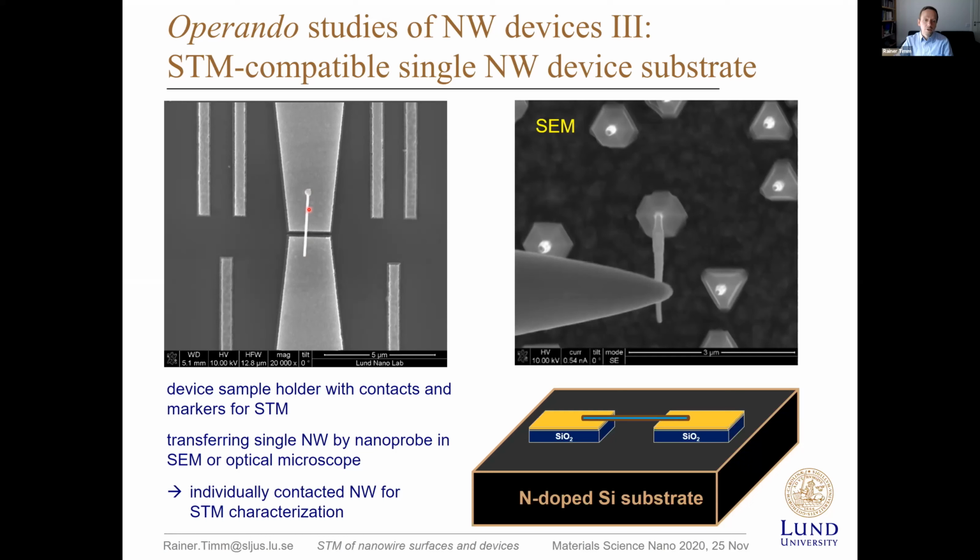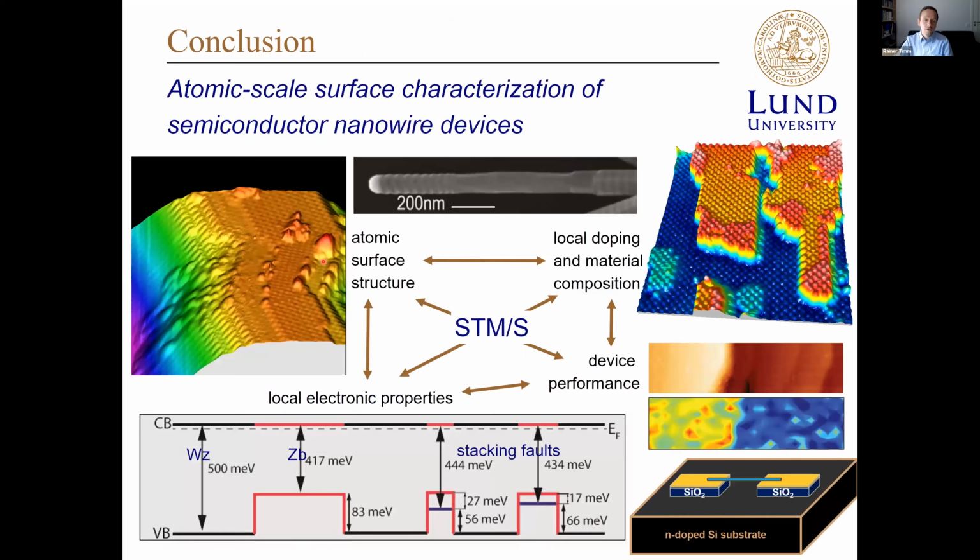There's a PhD student working on this in our STM lab, trying to get some first combined transport and STM studies of this approach. With this, I want to sum up my presentation. I hope that I could give you some glimpses, some impressions of how scanning tunneling microscopy and other surface methods can be used to characterize nanostructures, in this case our III-V nanowires, where we can compare atomic surface structure with local electronic properties, even about doping and material composition, and even do this on device structures under operation.